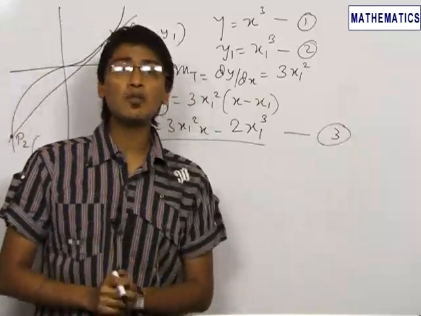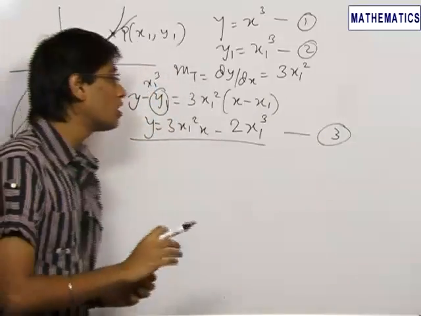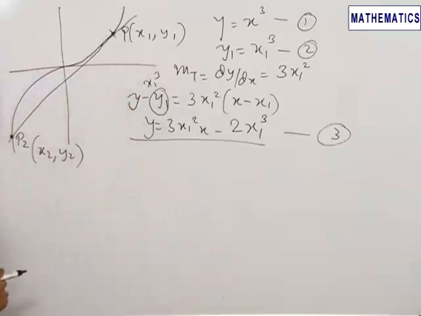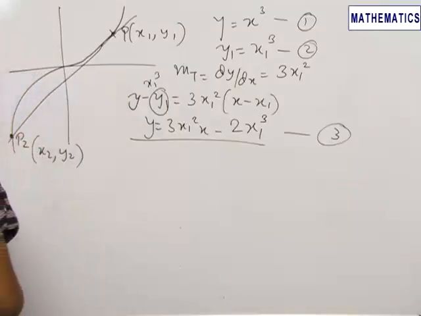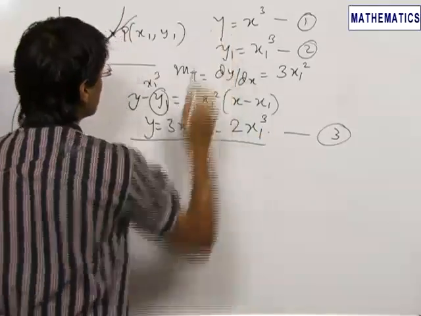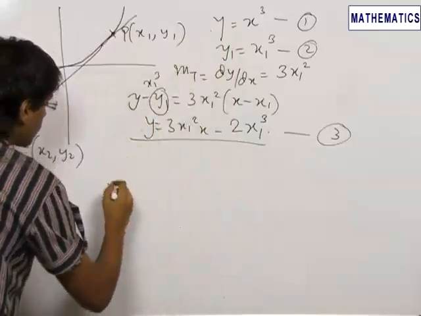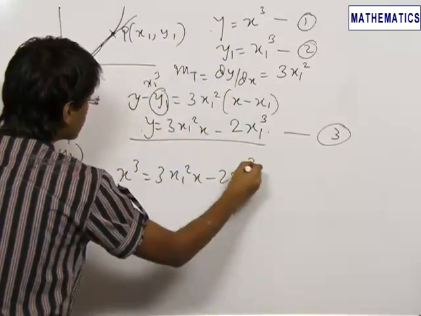As we proceed with the problem, we will see that although the problem appeared to be lengthy, if we go on step by step, it is actually a very easy problem just by applying simple concepts of differential calculus. Now in order to get the coordinates of point P2, what we need is the point of intersection of the tangent and the curve. So solving this equation with the curve y equals x cube, putting y equals x cube in this equation, we get x cube is equal to 3x1 square x minus 2x1 cube.